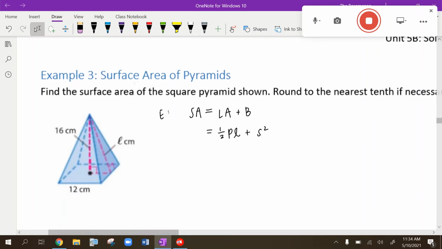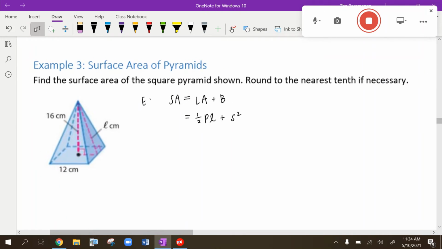Next, we're going to do the surface area of a pyramid. The equation is given. We're going to substitute in our values. The first step is to find this length here. Now this length is going to be half of 12, so this is 6. That will help us to find the slant height.